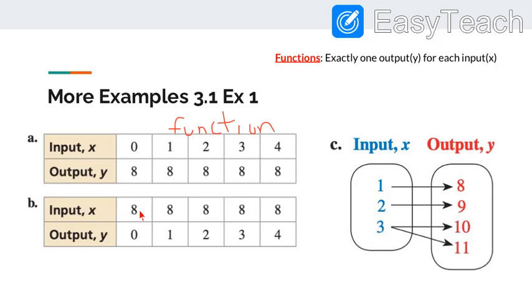For B, this says each of our inputs of 8, so if we plug 8 in, we get 0 out, and then if we plug 8 in, we get 1 out. If we plug 8 in, we get 2 out. This here is not a function. So I'm just going to cross it out to make it real simple. That one is not a function.